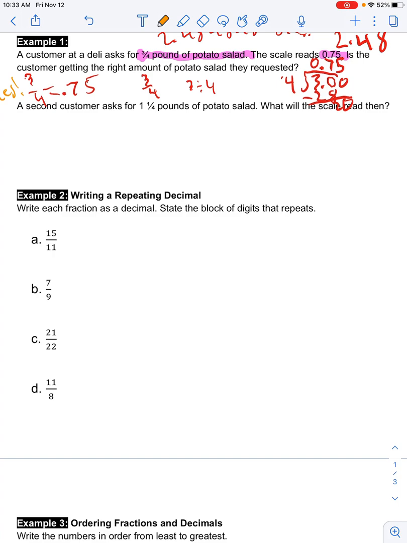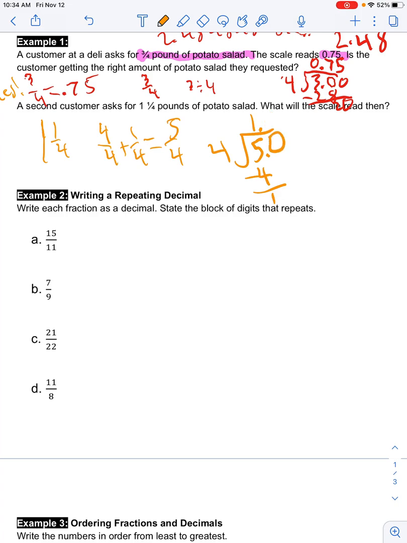A second customer asked for 1 1/4 pounds of potato salad. What will the scale read then? Well, a couple ways I can do this. I'm going to make 1 1/4 into an improper fraction. So that's like 4/4 plus 1/4 is 5/4. Take 5 and divide by 4. Goes in there one time.